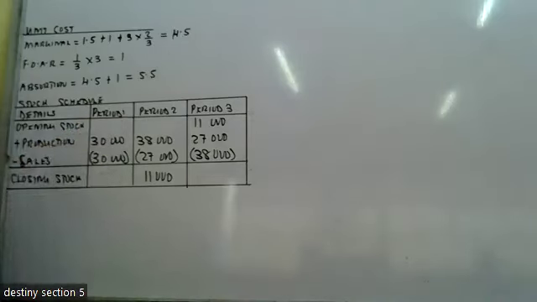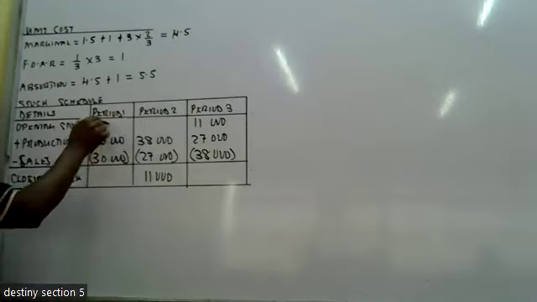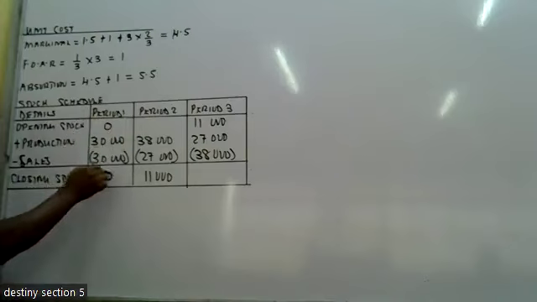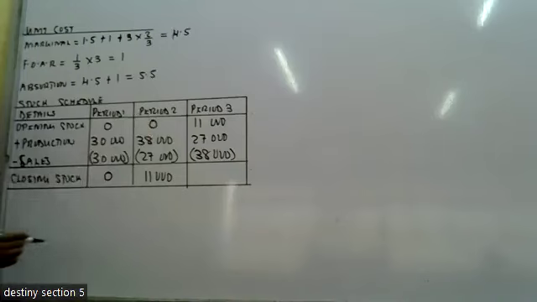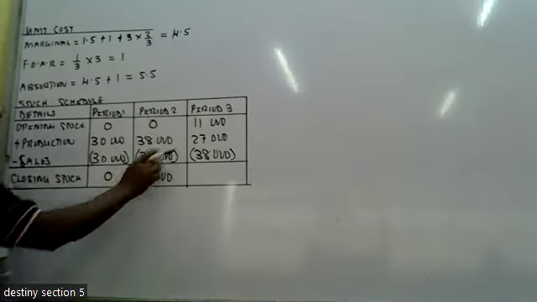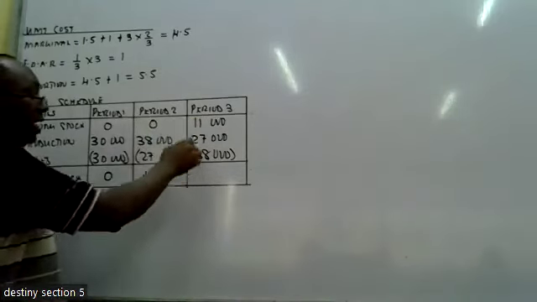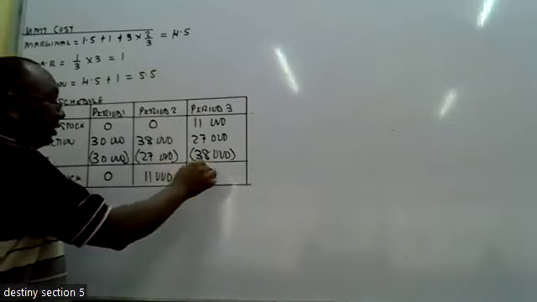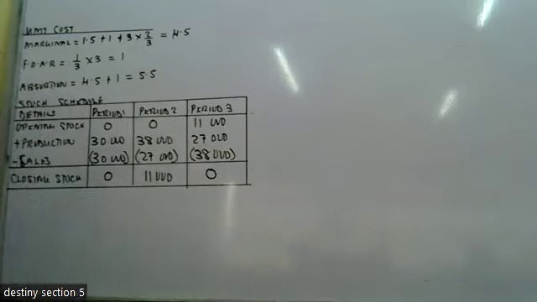Then the closing today is the opening tomorrow. So if I say now, here this is 0, and this is 0, then this closing today becomes the opening tomorrow. And as well, you can see the closing today is the opening. So that now here, this is 38, and the closing goes to, yeah, so the table is full.